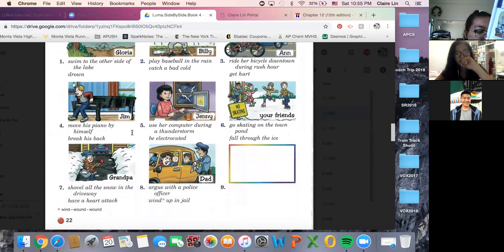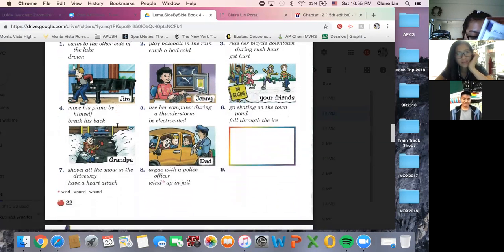Okay, number 5. Jenny shouldn't have used her computer during the thunderstorm. She could have been electrocuted. Electrocuted is like being struck by lightning. I don't think it's that important.